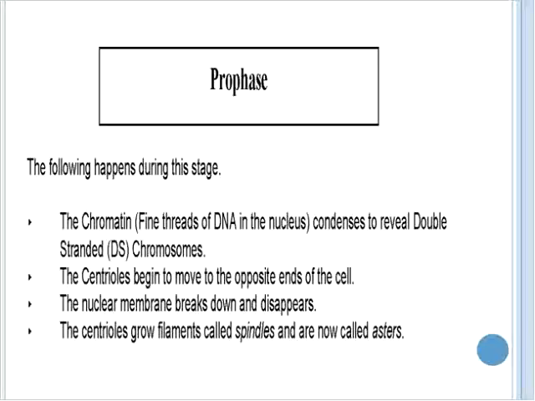Each of these phases has a distinct role to play. We'll begin with our discussion of prophase. There are a number of things that happen during the prophase cycle. Initially, the chromatin, and chromatin is simply fine strands of DNA in the nucleus, condenses to reveal double-stranded chromosomes. So following interphase, the single-stranded chromosomes have replicated to form double-stranded chromosomes, and during prophase they condense to actually become visible.